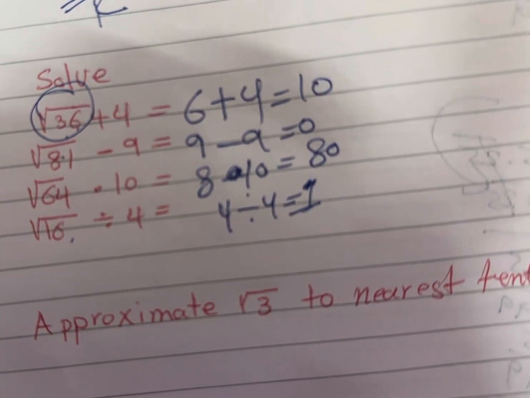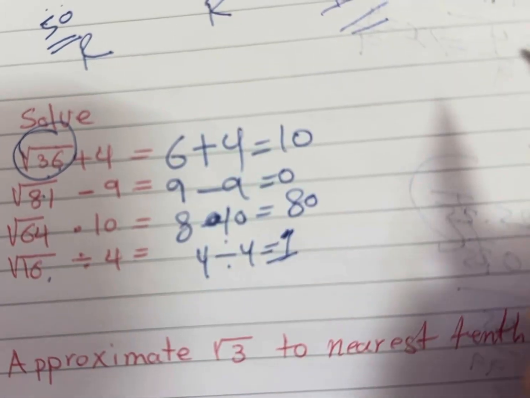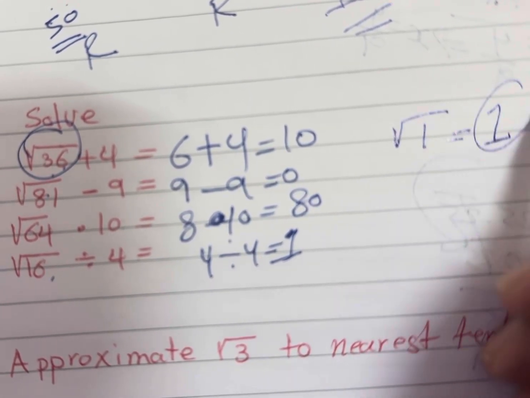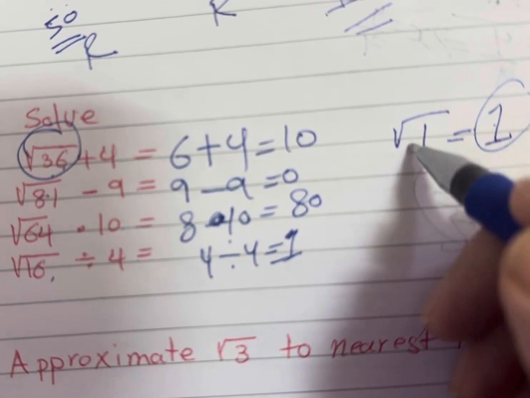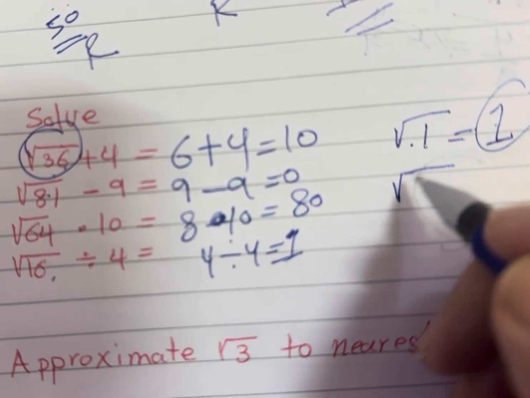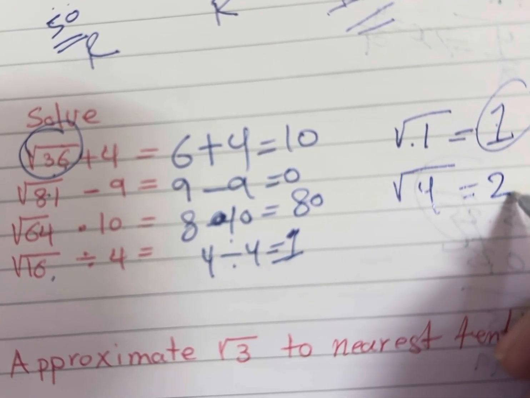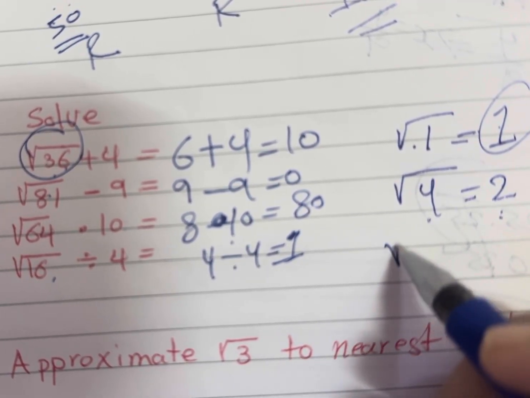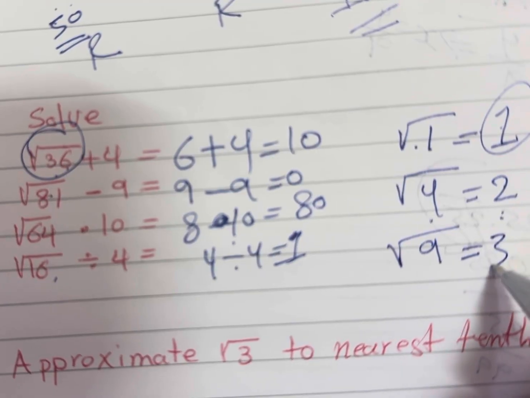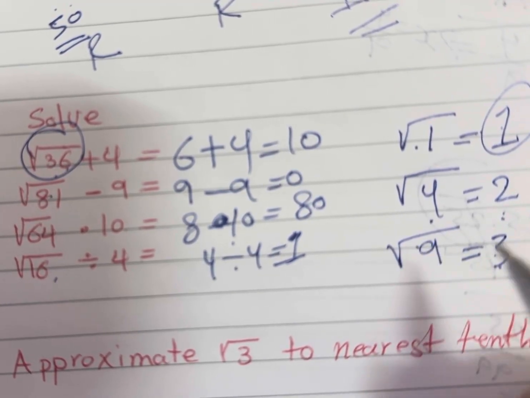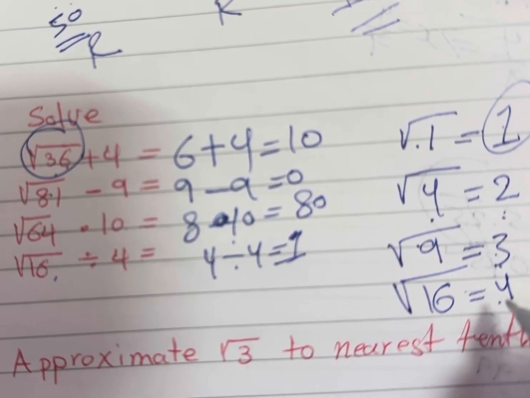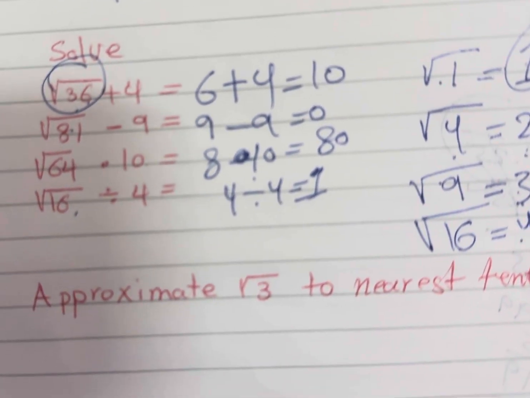So let's talk a little bit about perfect squares. 1 is a perfect square. Why? Because 1 times 1 equals 1. 4, the root of that is 2, because 2 multiplied by 2 is 4. Perfect square of 9, root 3, because 3 multiplied by 3 is 9. Perfect square of 16, root 4, because 4 multiplied by 4 equals 16. And so on.